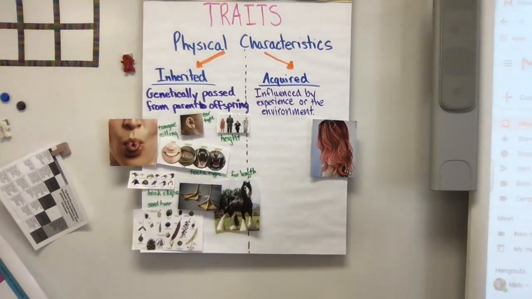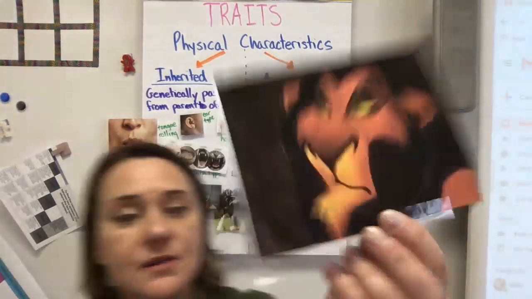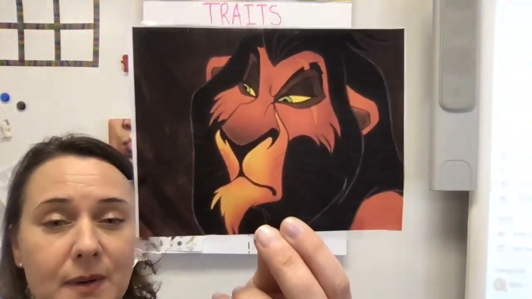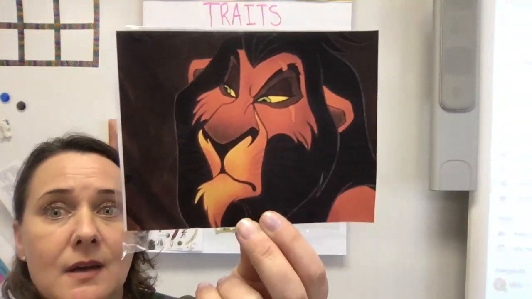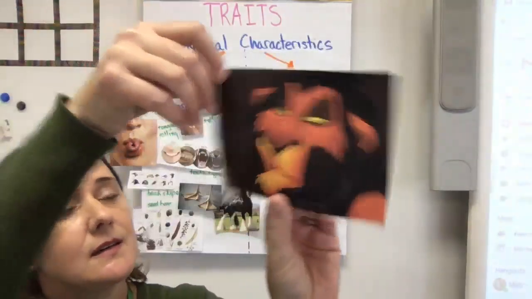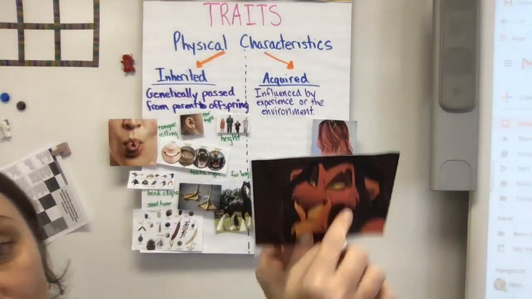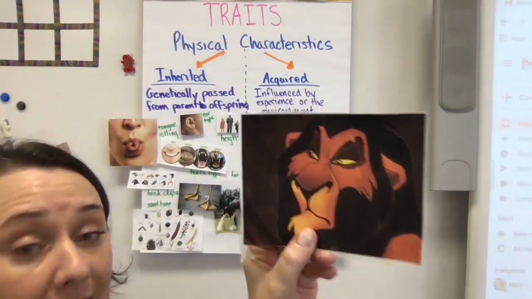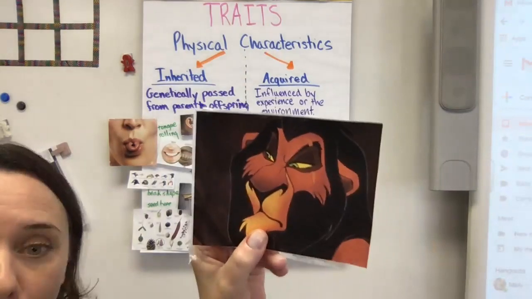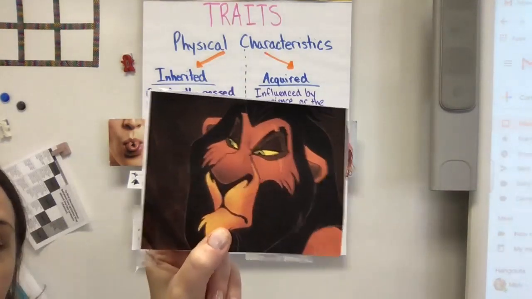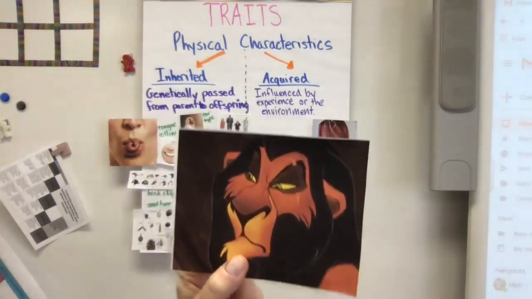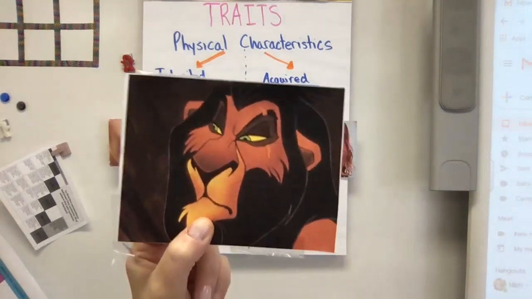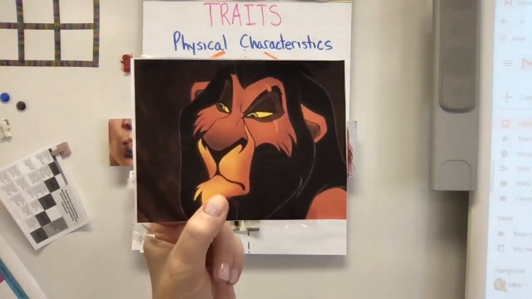This is Scar. Okay, Scar, y'all recognize him from Lion King. So he has a scar, and the reason why he has a scar is because something happened to him. He was not born with this scar. The day he was born, he didn't have this scar on his face. Something happened. He was probably in an accident or something.